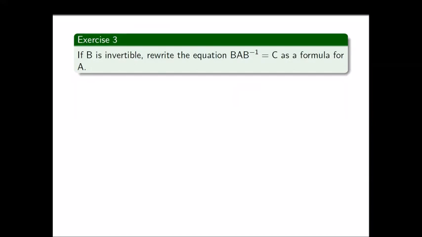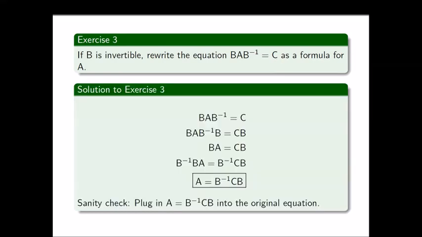Okay, so let's look at another exercise. Let's say B is an invertible matrix, and we're given the identity BAB inverse equal to C. So we have to rearrange this equation to write a formula for A. What we're going to do is move this B and B inverse to the other side, and that's how we'll isolate A from the rest of the variables.